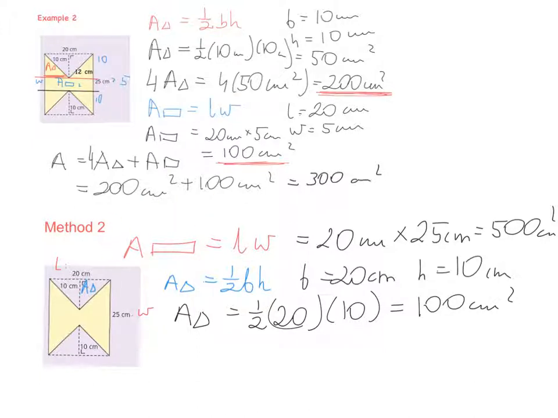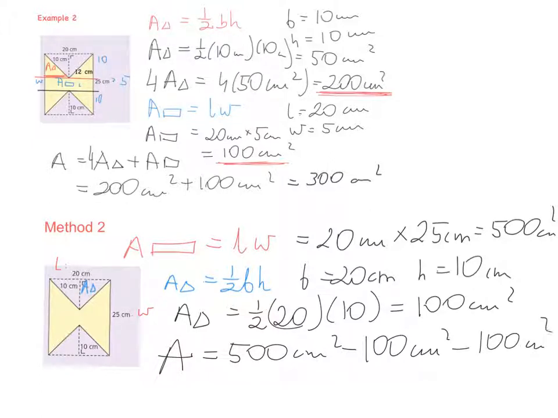So then our total surface area is 500 centimeters squared minus one triangle and minus the other triangle. And the answer is exactly the same, 300 centimeters squared. So next time you need to choose the method you think is the best for you, the easiest for you, okay? So you can divide them into smaller shapes, or you can take it away.